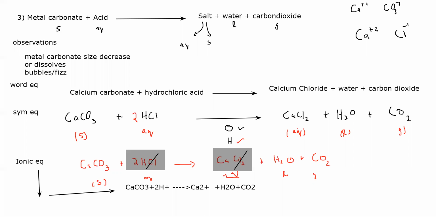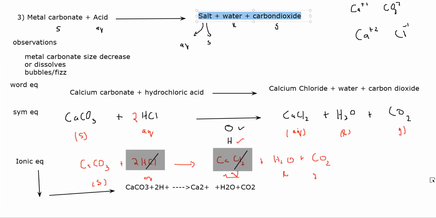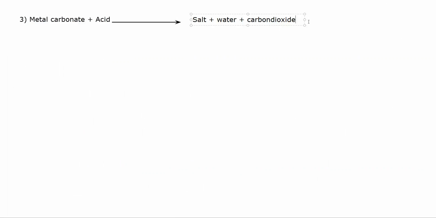Now, example, because we are discussing an equation in which the metal carbonate is reacting with acid. That results in a formation of salt, water, and carbon dioxide. Example, you have lead carbonate reacted with sulfuric acid.